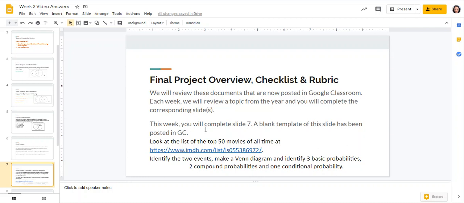This week, we're going to jump ahead to slide 7 because 7 has to do with probability, which is what we've been studying. There is a blank template of this slide in Google Classroom. So in Google Classroom, you will locate your template for your slide, and we're going to be using that with the top 50 movies of all time. I also want to show you, before we start looking at the top 50 movies of all time, the project overview.